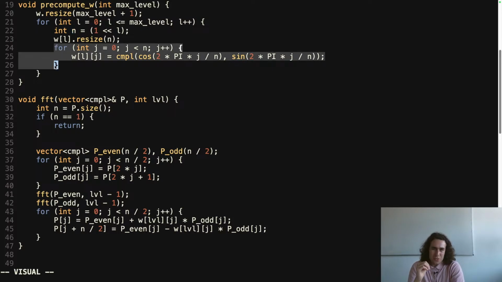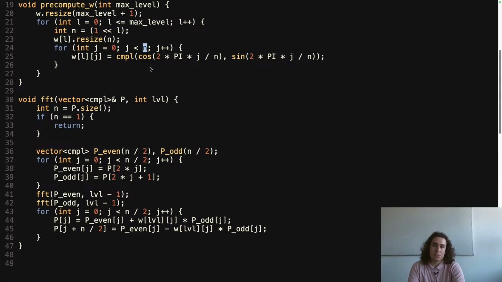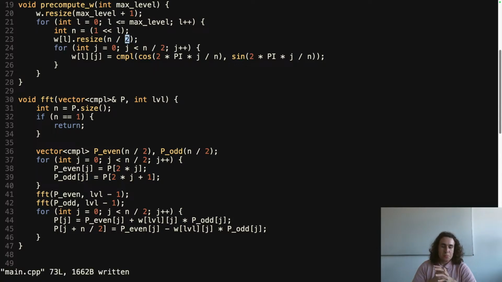We calculate all the roots from 0 to n, and let's look into our recursion. On level n, we use w level j, but we only use it for j from 0 to n half. So actually, we never use all n roots. We only use n half roots. So you can actually easily improve the time complexity of this pre-computation by a factor of 2. Just calculate n half roots rather than n.